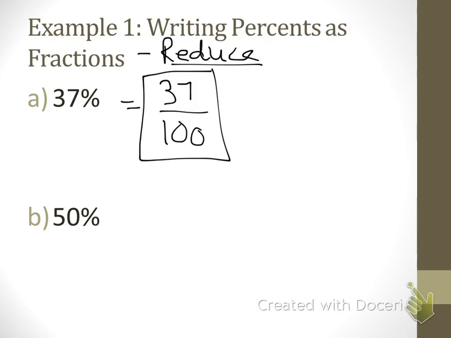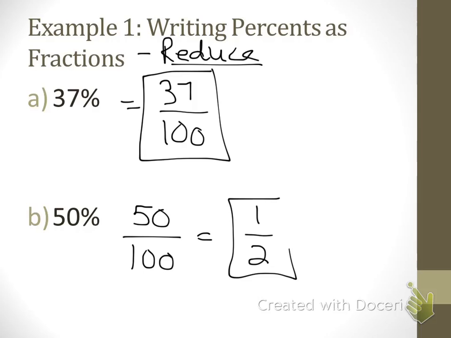On B, 50%, well, how could I write 50% as a fraction if I were to do it the same way that I just did A? Justin? 1/2. Okay, it would be 1/2. I would write it 50 over 100, and Justin's exactly right. It reduces to 1/2. If you were to keep your final answer 50 over 100, that would be incorrect because that is not the answer in reduced form. Okay, does that make sense?